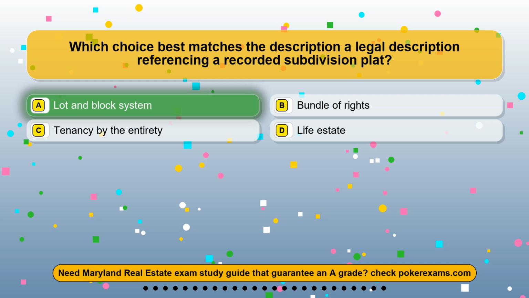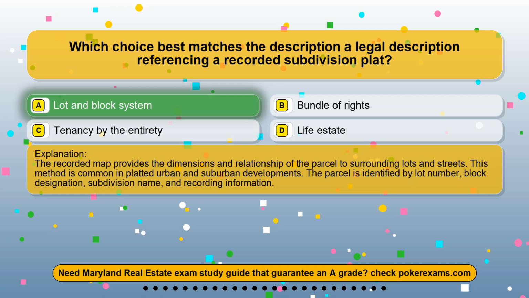The correct answer is option A, lot and block system. The recorded map provides the dimensions and relationship of the parcel to surrounding lots and streets. This method is common in platted urban and suburban developments. The parcel is identified by lot number, block designation, subdivision name, and recording information.